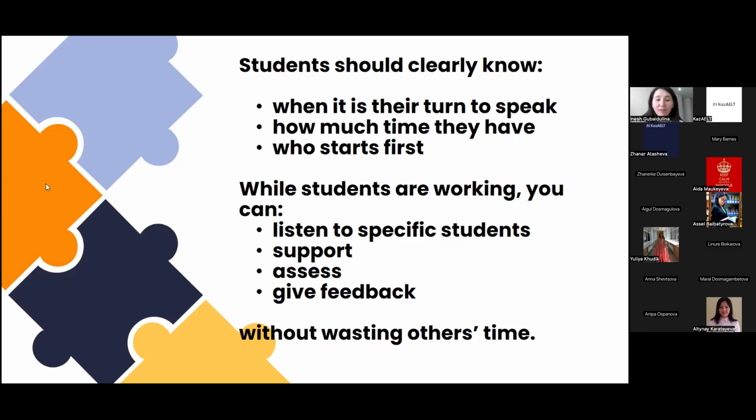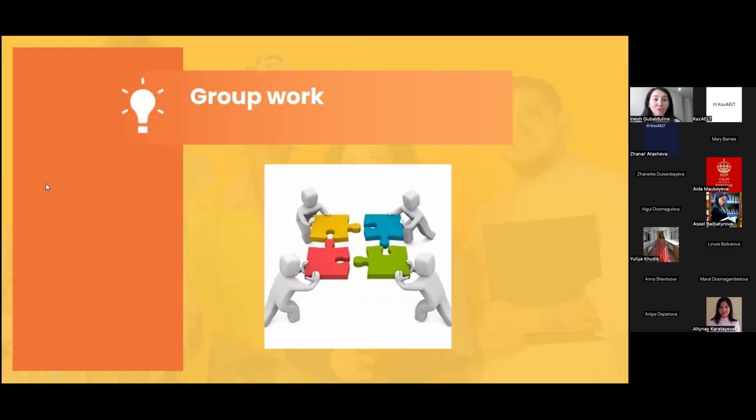The same rules apply to group work, and when your students sit in groups of 4, for example, in this case you should know for sure their numbers. For example, number 1, 2, 3, 4, or 1A, 2B, 1B, 2A. For example, you give them the task to read the rule.